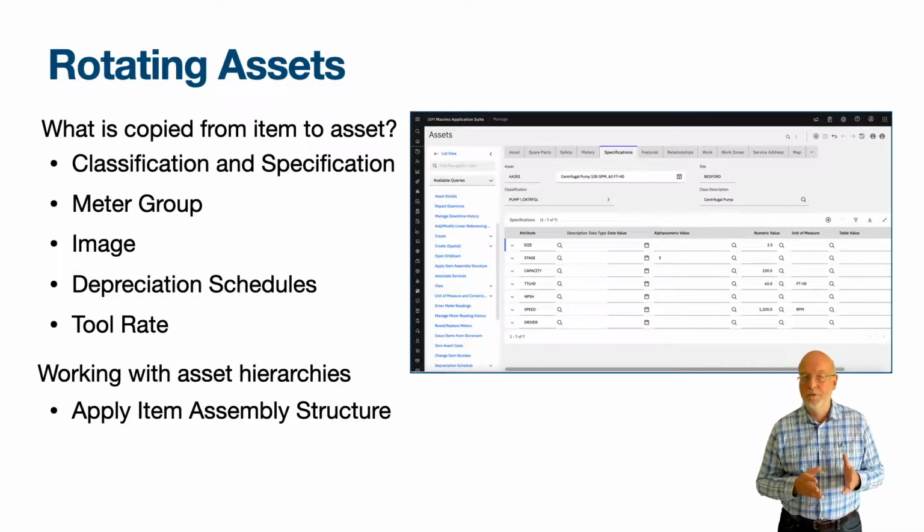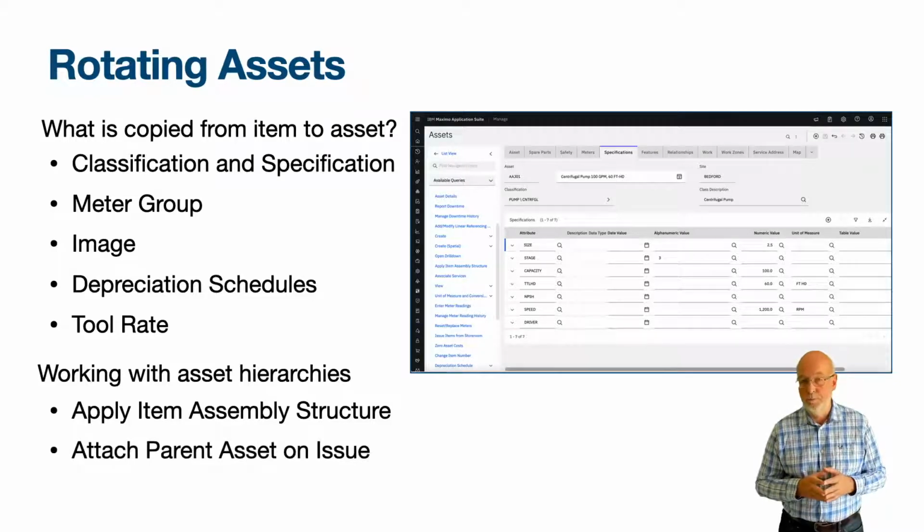In the Item Master application, there is a field called Attach Parent Asset on Issue. This can only be used with items marked as rotating, and when it does, it attaches the issued storeroom asset to the parent asset that you are issuing the asset to, so that it becomes a child asset.